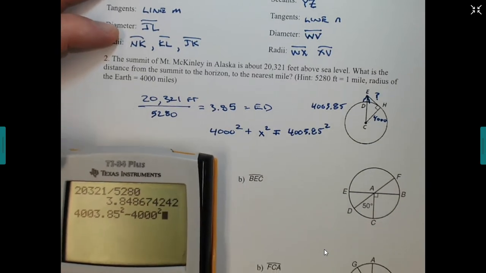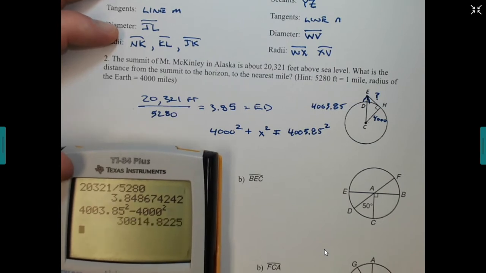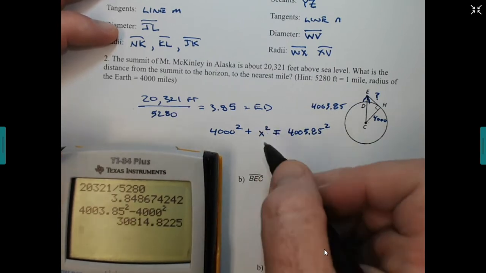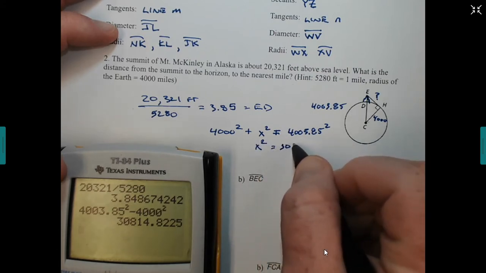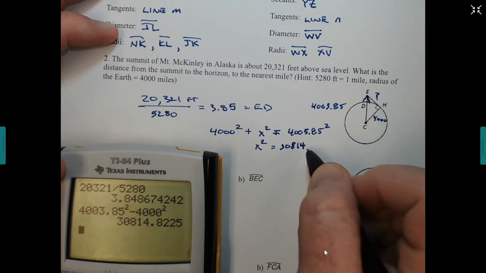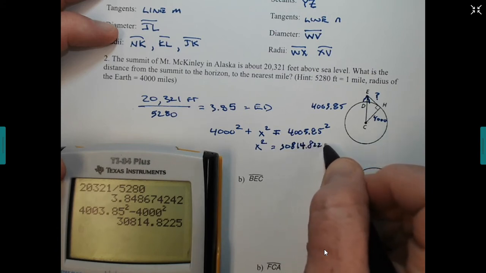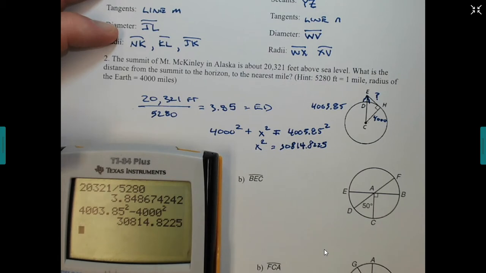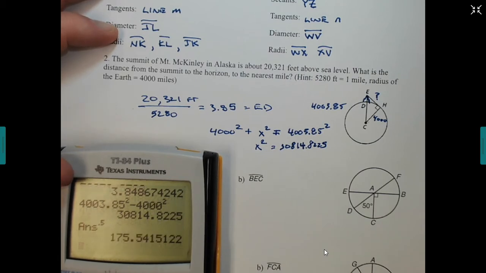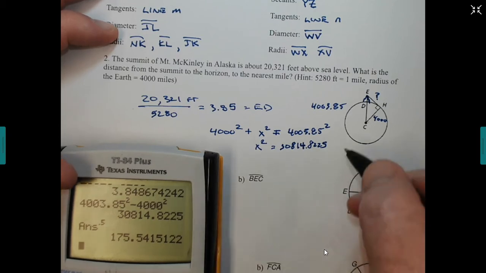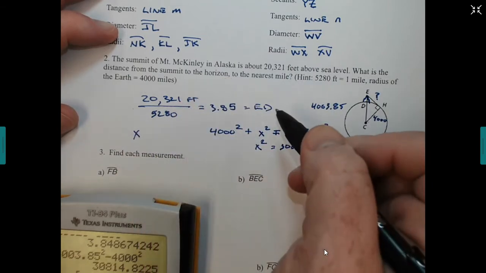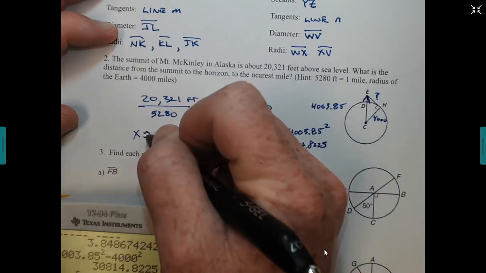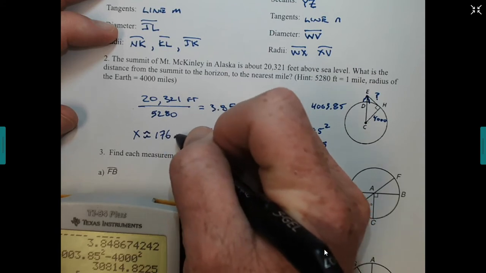If that makes sense. So that's what x squared would be. .8225. And I just want to square root that, which is the same thing as raising it to the 1/2 power. That's a little trick. So the answer here, they want us to round to the nearest mile, so it'd be about 176 miles.